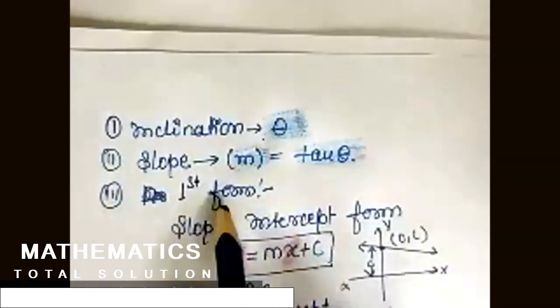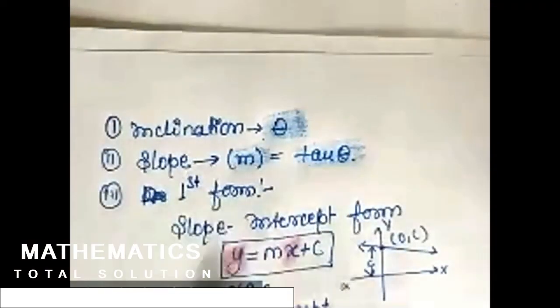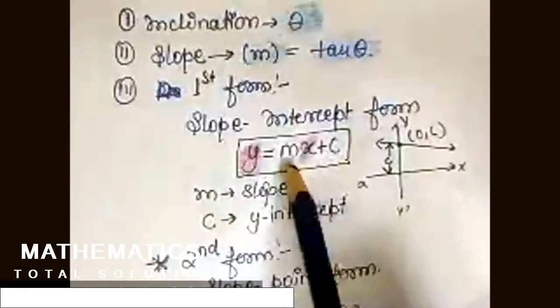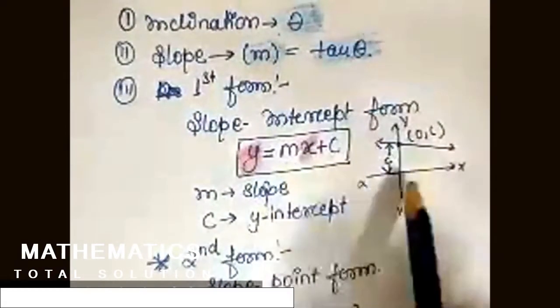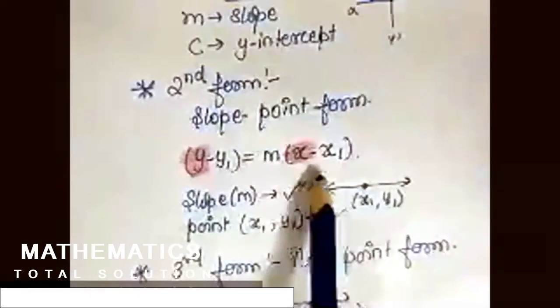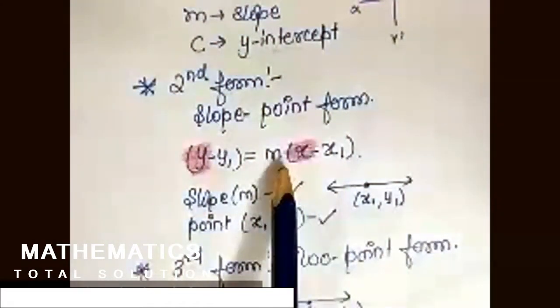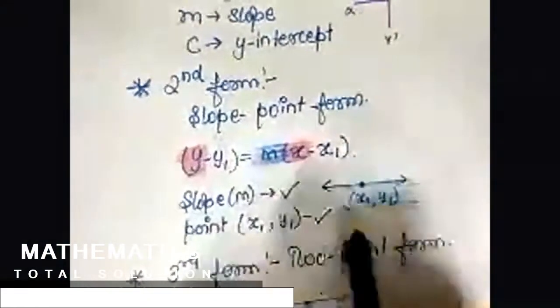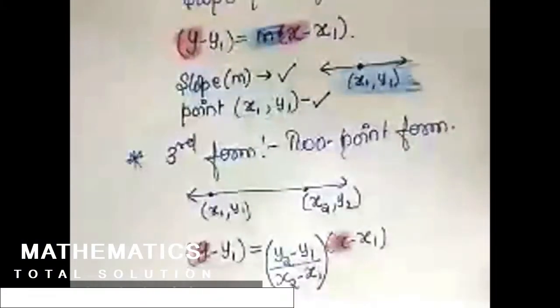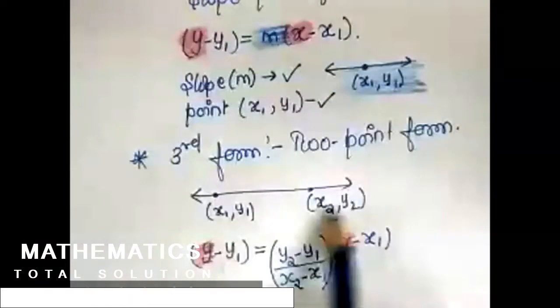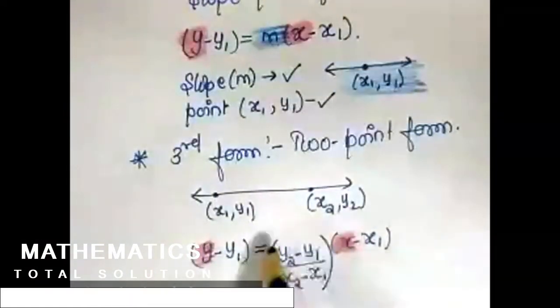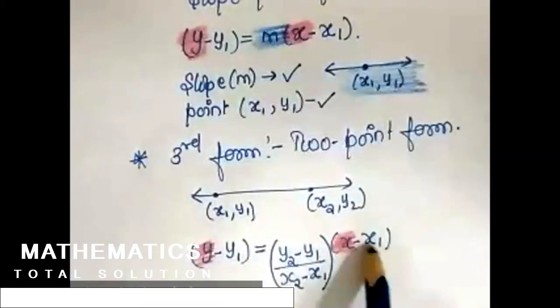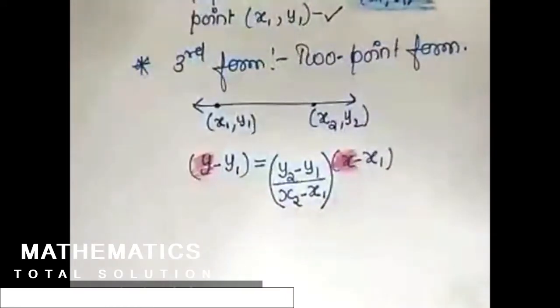Now, the first form for finding the equation of a straight line is y equals mx plus c, where m is the slope, c is the y-intercept. All right. Then second form is y minus y1 equals m(x minus x1). This is used when slope, meaning m, is given and a point is given, beta, that is (x1, y1). The next, third form is two-point form, when two points on the line are given, (x1, y1) and (x2, y2). So this is (y2 minus y1) upon (x2 minus x1). Now please write down a note here.